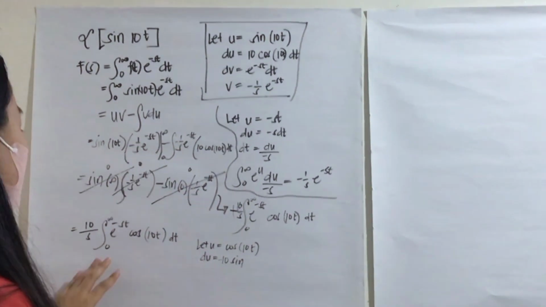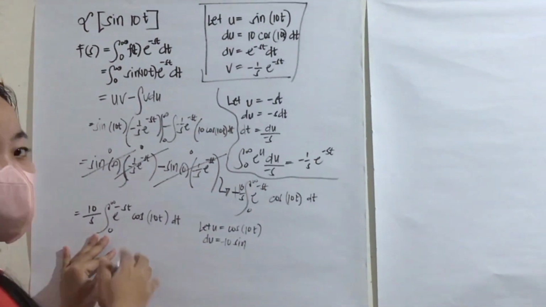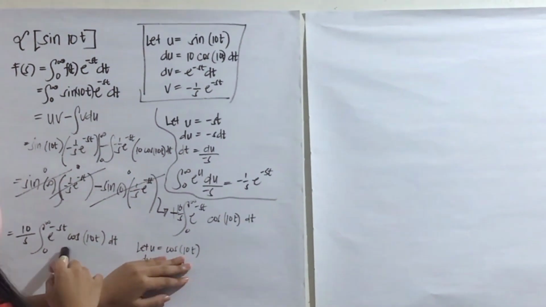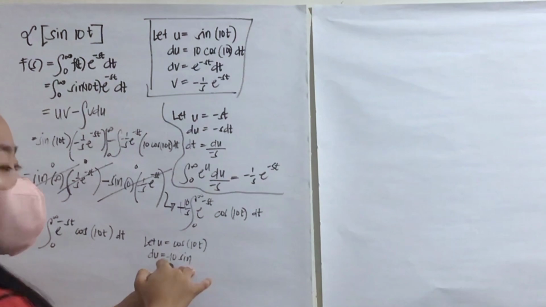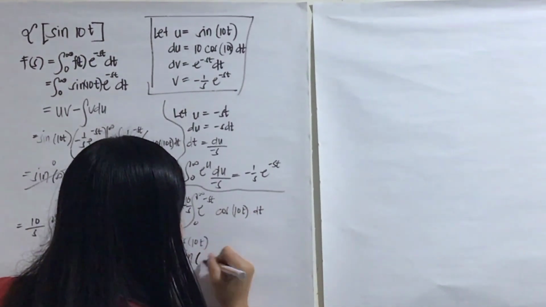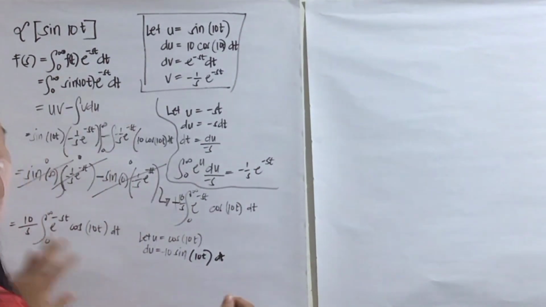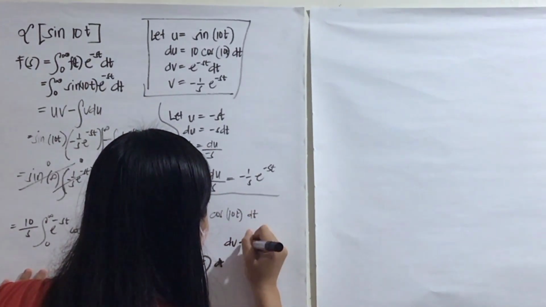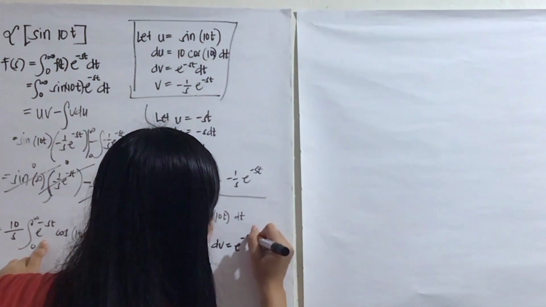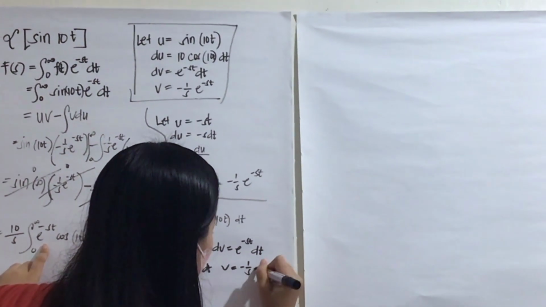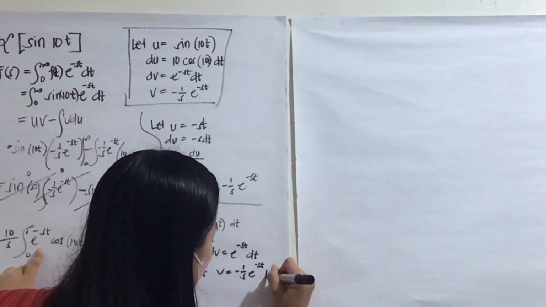So as you can see, we have two terms again, so we can integrate this equation by parts again. We will let u is equal to cos 10t and du is equal to negative 10 sine 10t dt. And again, our dv is equal to e raised to the negative st dt, and v is equal to negative 1 over s e raised to the negative st.